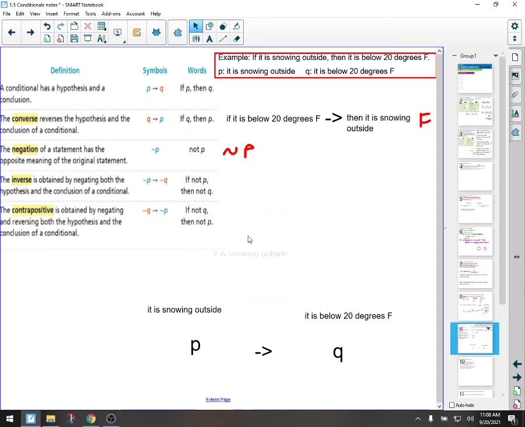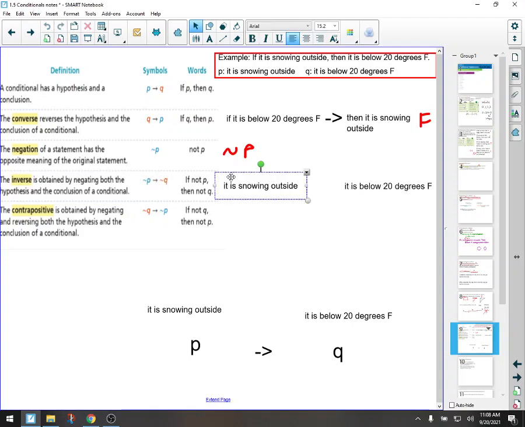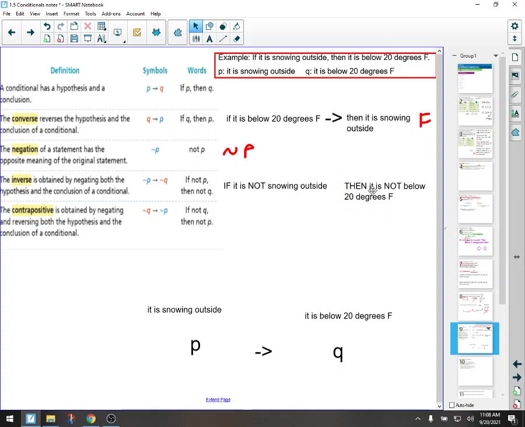So, we got our P, we got our Q. This says, if it is not snowing outside, then it is not below 20 degrees Fahrenheit. If it's not snowing, then it's not cold. That's not true. It can be not snowing and really cold outside.